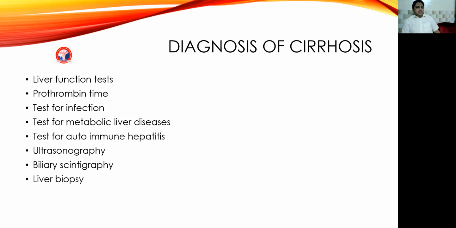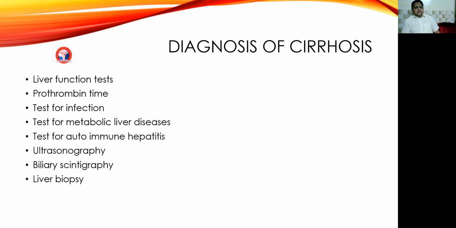Test for metabolic liver disease. Now if you rule out infection, next you have to check for metabolic liver diseases. So what are the causes of metabolic liver disease? You have carbohydrate disorders, protein disorders and fat metabolic disorders and metal deposit in the liver. So for each and everything you have to rule out. So you have to do specific tests for diagnosing those diseases based on the clinical presentation. Next you do autoimmune hepatitis, autoantibodies. You have to look in your patient.